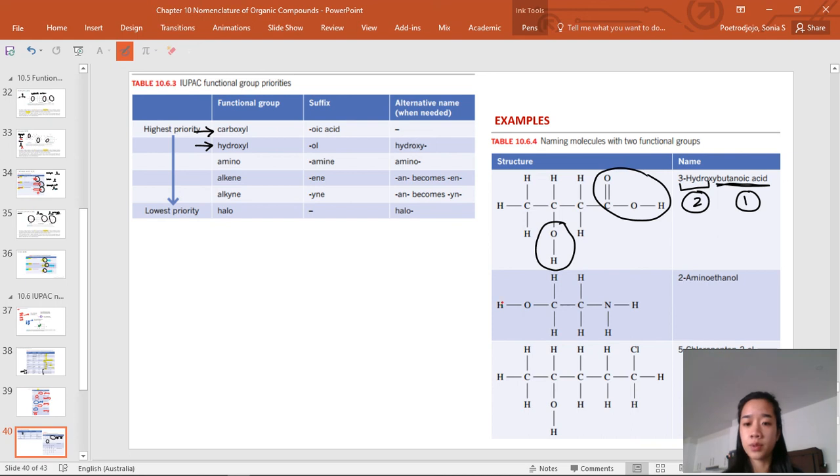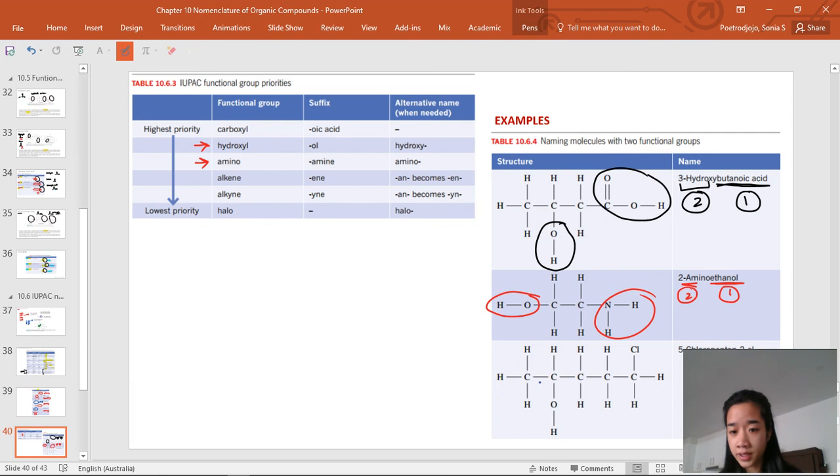With the next one, we've got an alcohol and an amine group. So the alcohol is here, and the amino group is here. So the alcohol takes priority, so that's why it gets to be the suffix. And then the amino is the second priority.